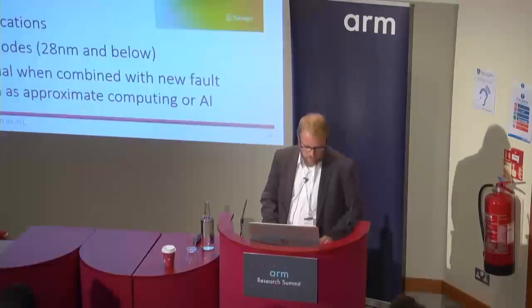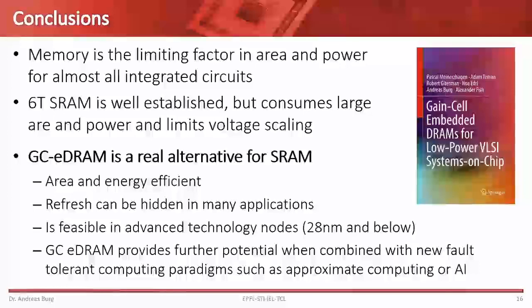So overall, to conclude my talk, memory is one of the main bottlenecks, and we should still think of what we can do there. The 6-transistor cell has a lot of limitations in terms of the power, the area, and also the ability to sustain voltage scaling. I haven't spoken about this, but it turns out that gain cell eDRAMs are very voltage scalable as well. They provide an area advantage. We can hide the refresh in many applications. We can also apply techniques from approximate computing to further reduce the refresh power.